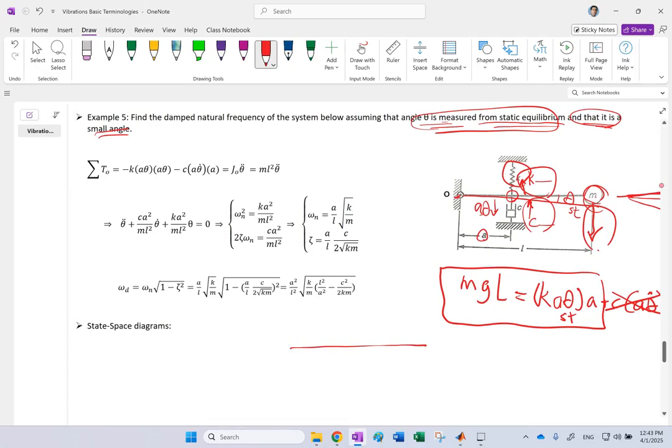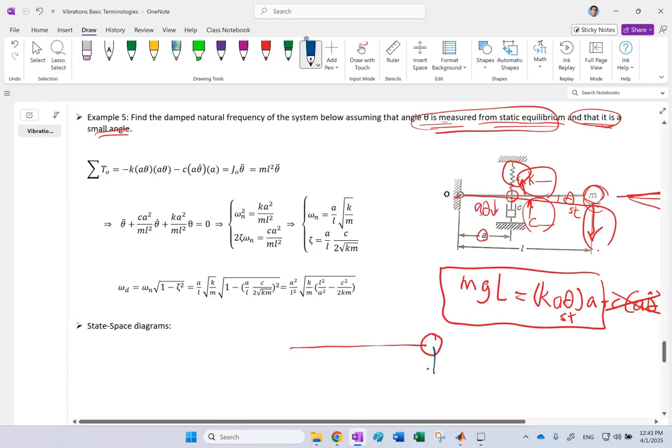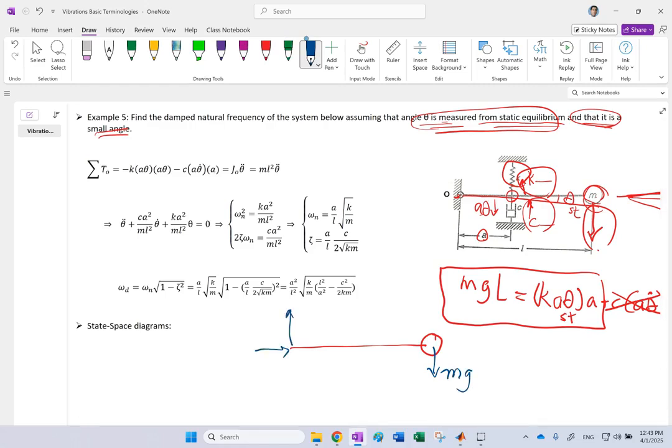So if we draw the FBD, as I said, the force here is mg. There are two pin forces here. And there is a spring force and there is a damper force. The spring force, as you remember, is Ka theta, and this one is Ca theta dot. And that whole distance is L.